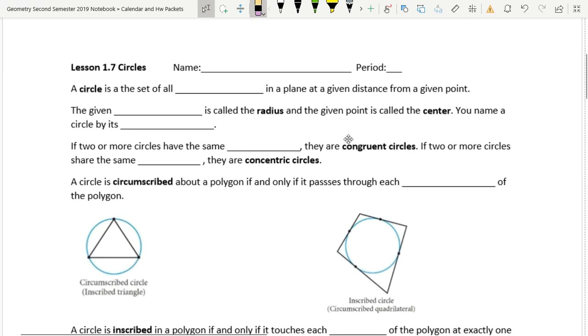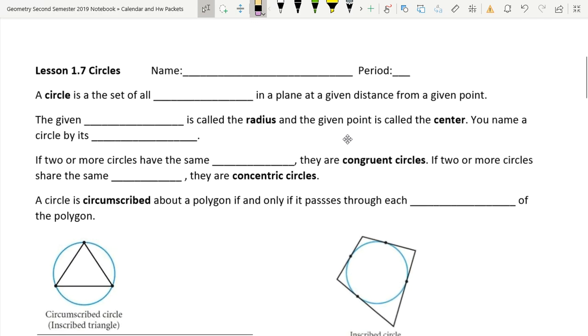Welcome to lesson 1.7 on circles. What is a circle? Well, it is not Sir Cal. It's not Cal after he's been knighted, Sir Cal.